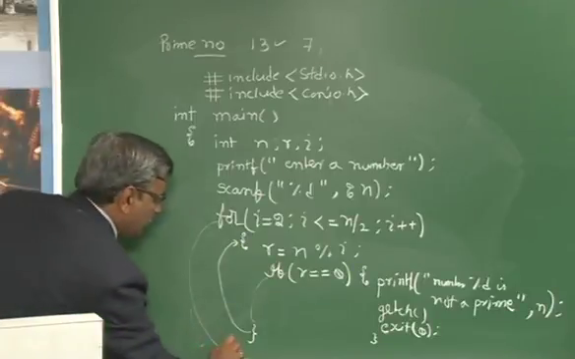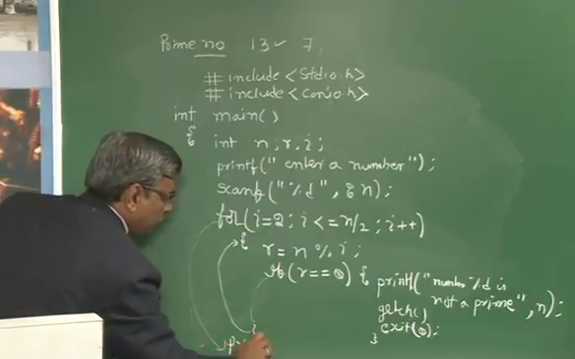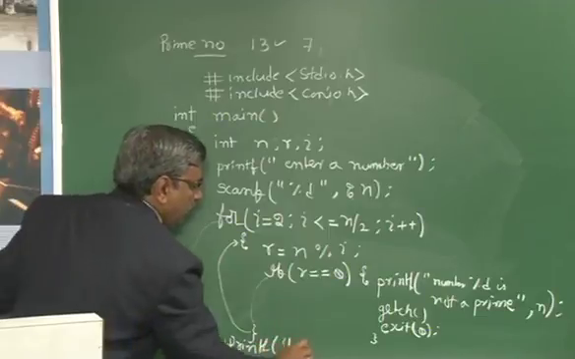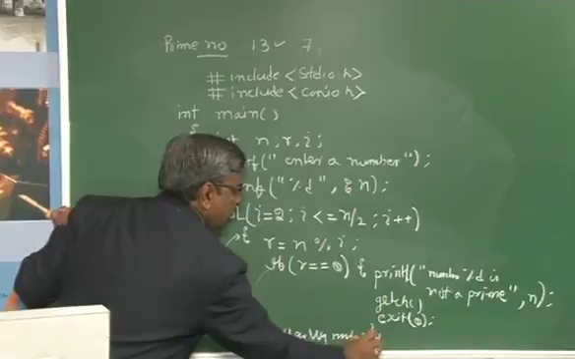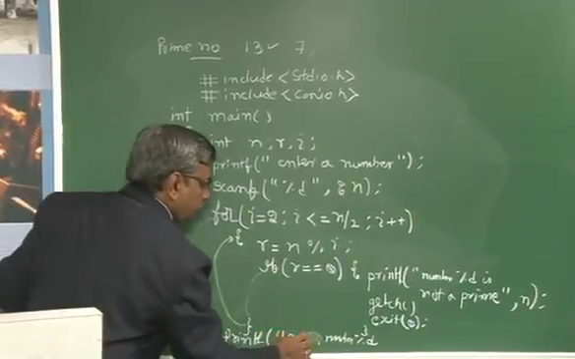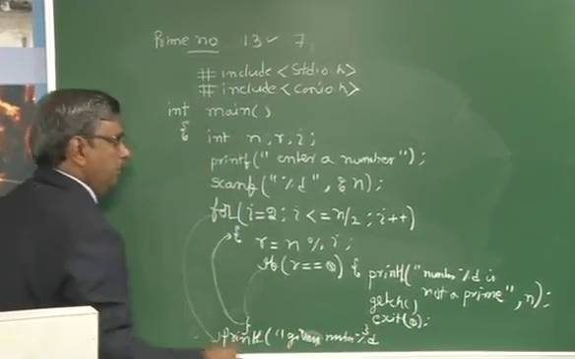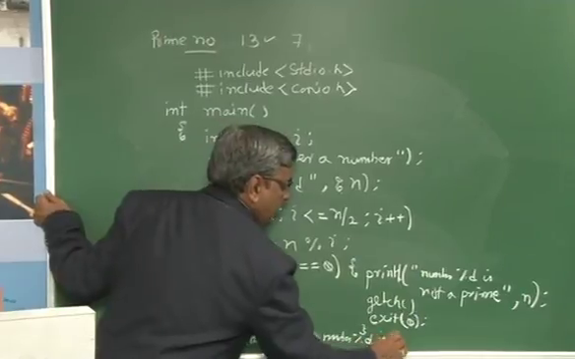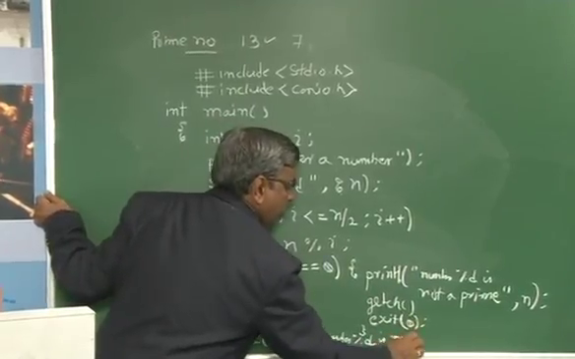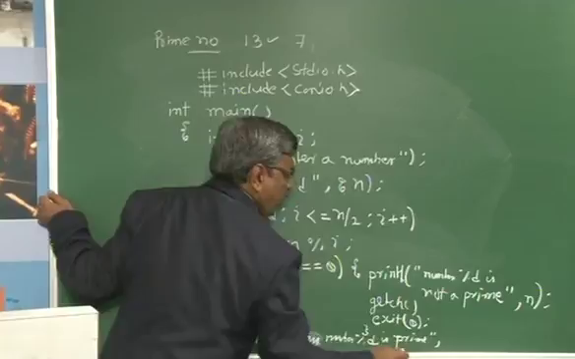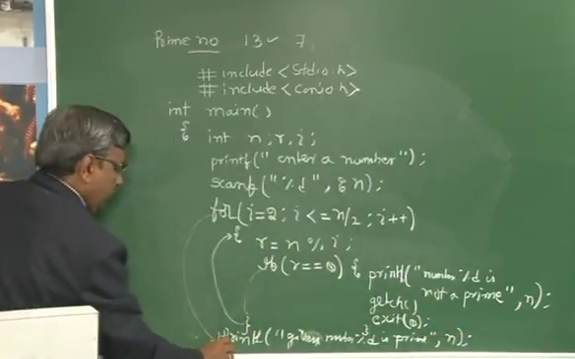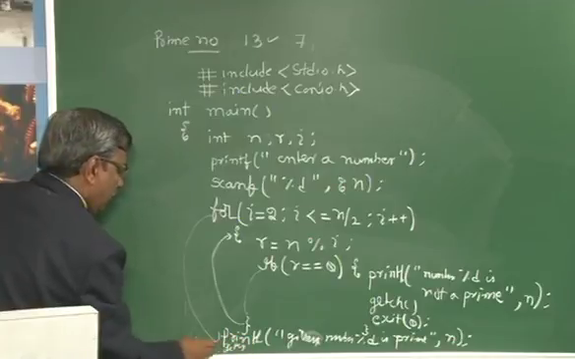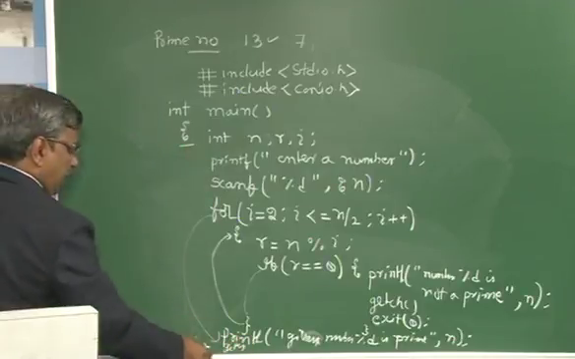Then in that situation, you printf "given number %d is prime". Close this, put a comma, and the number, that is n. getch, end of your program. This is the begin and end.